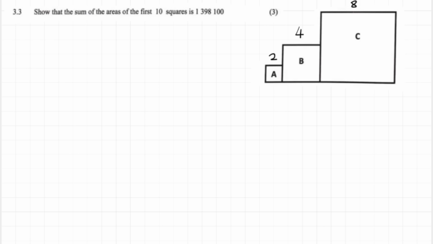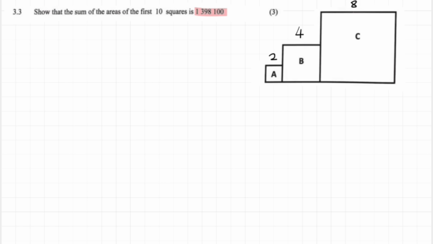So to save time, I just make sure that I've written absolutely everything there. They say show that the sum of the areas of the first 10 squares is 1,398,100. Oh, that number is huge.